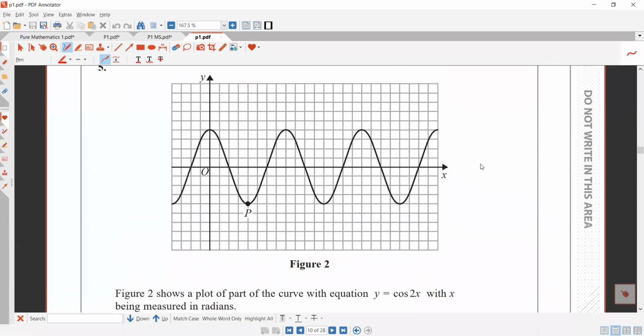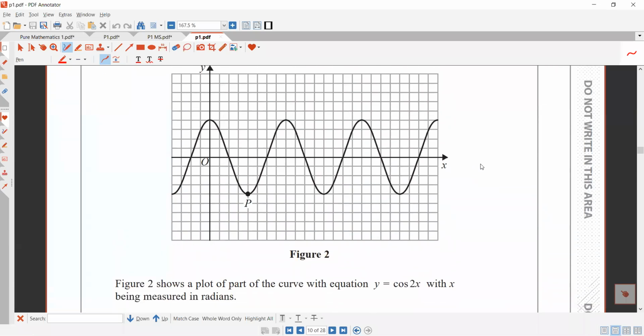What kind of graph is it? It's a cos 2x graph. In a normal cos graph, the first minimum comes at 180, which means pi. But this has been divided by 2, so definitely the coordinate here is going to be pi by 2, minus 1. Everyone understood or not? Yes.